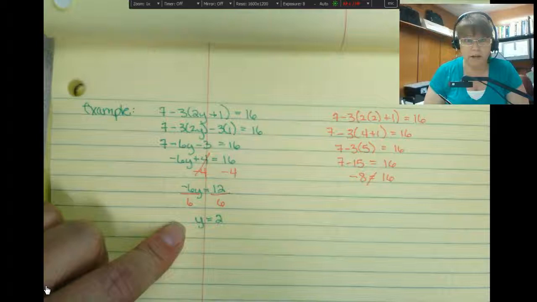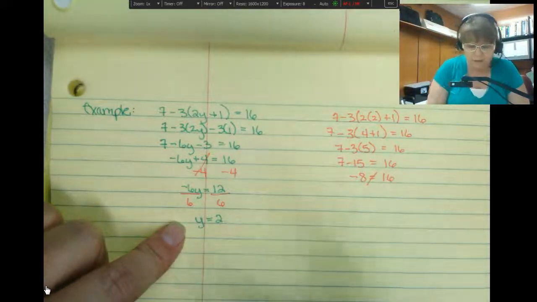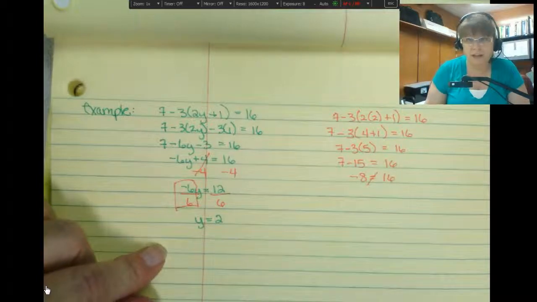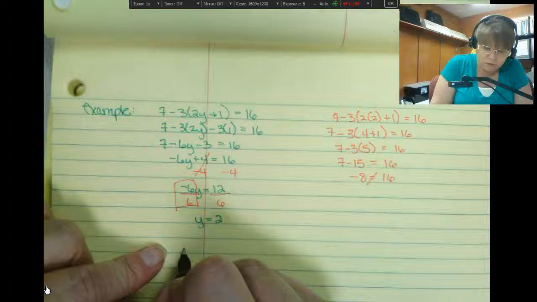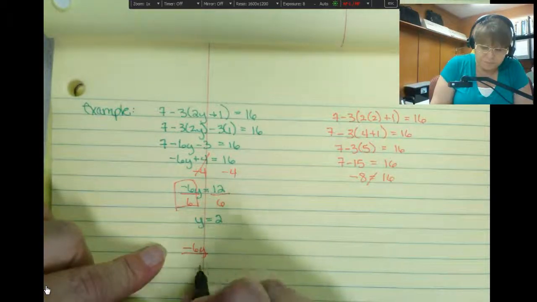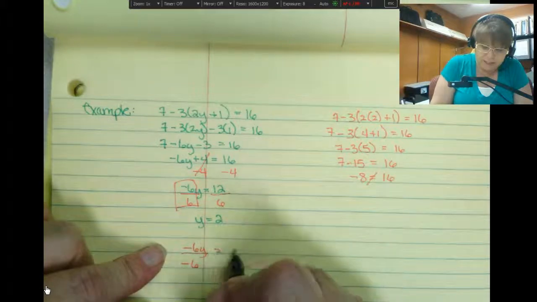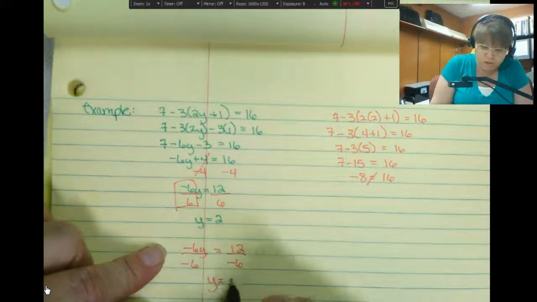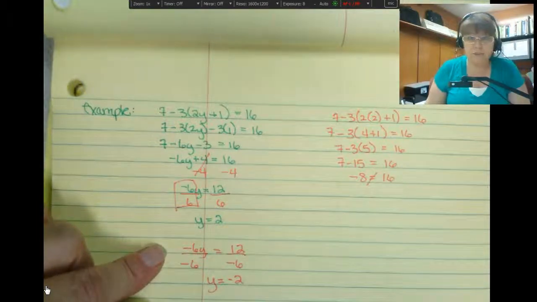Here's the reason why. I accidentally dropped a negative. Right when I divided, I only divided by 6. I did not divide by negative 6. So if I bring it back to negative 6y over negative 6, 12 divided by negative 6, my true solution is negative 2.